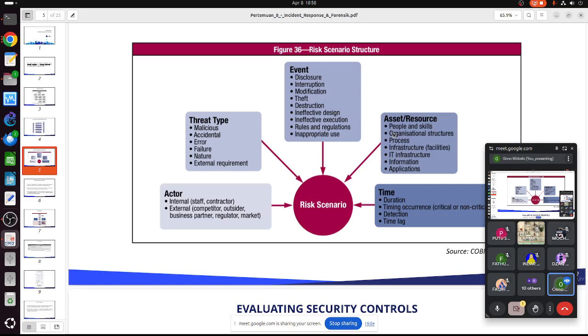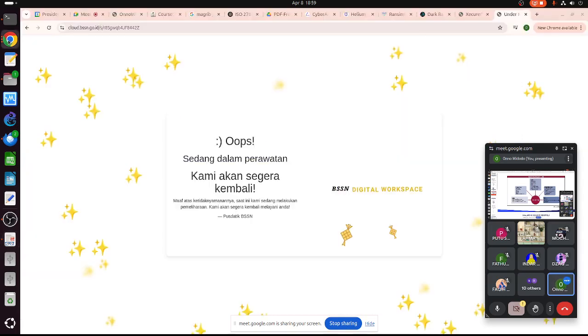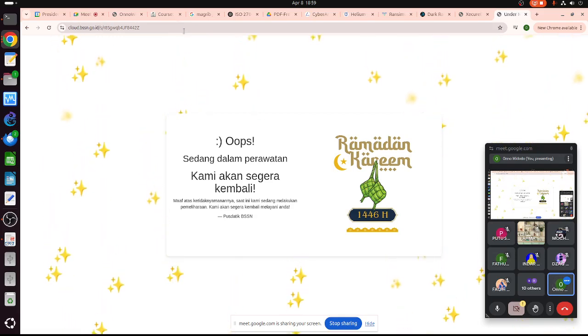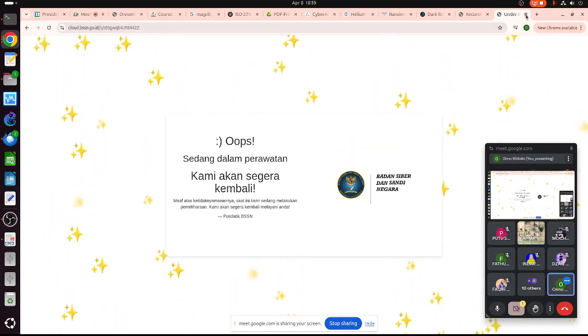For example, this has happened in Bank Indonesia. I gave a workshop about security awareness the other day, and then Bank Indonesia asked me if they could get the class, because I have this class. Let me show you the class. What is this? Oh, this is BSSN.